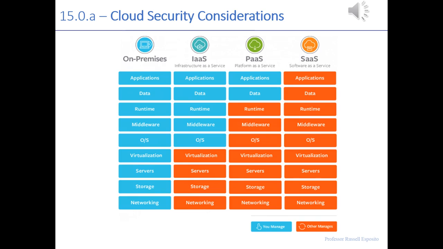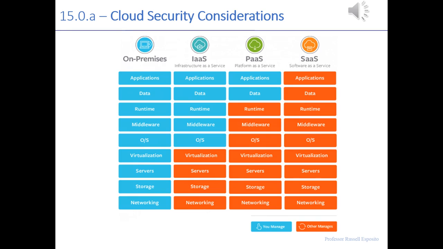So you have on-premises. On-premises, you own your own equipment. It's in your own data center. You own everything. You have all accountability for hardware, software, operations, runtime, everything. Then there are the three flavors of the cloud: infrastructure as a service, platform as a service, and software as a service.